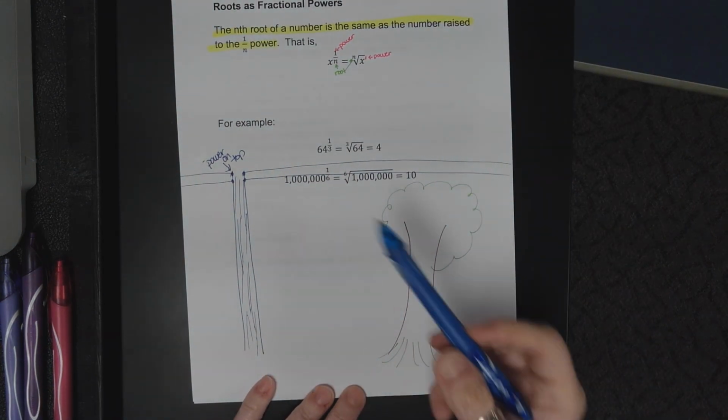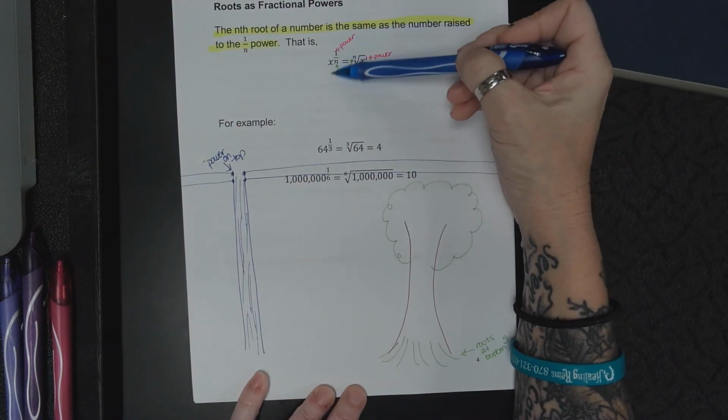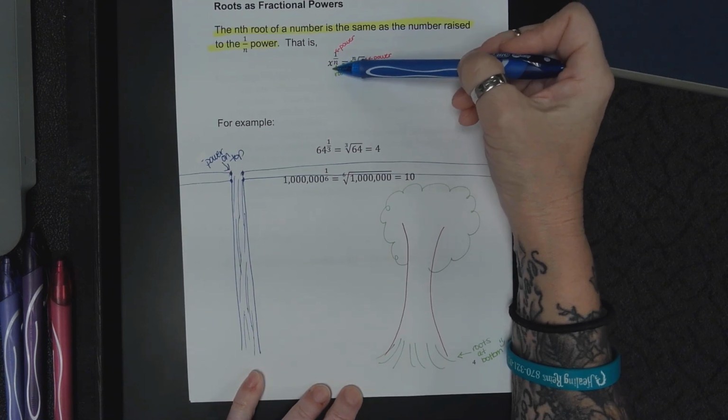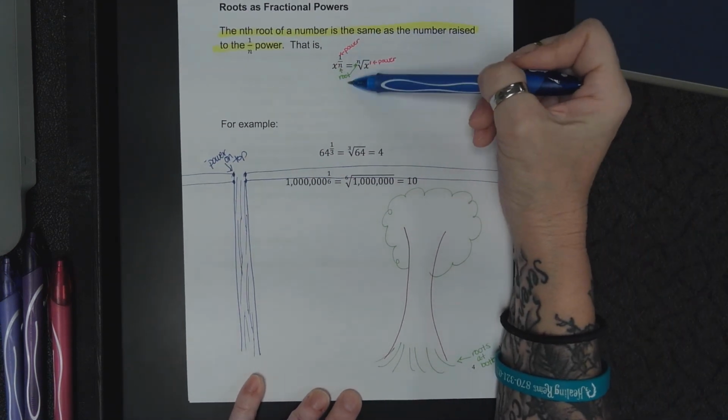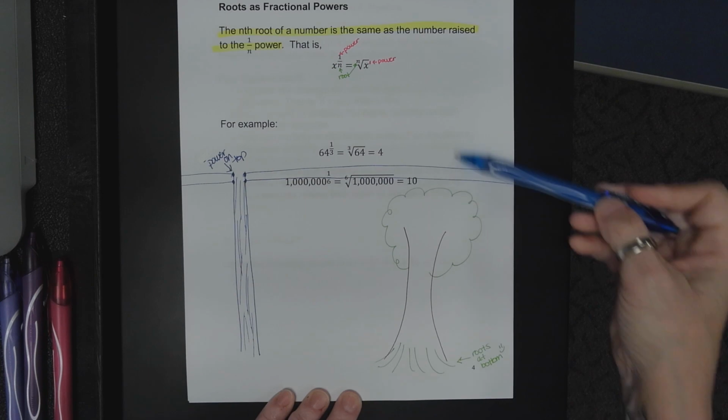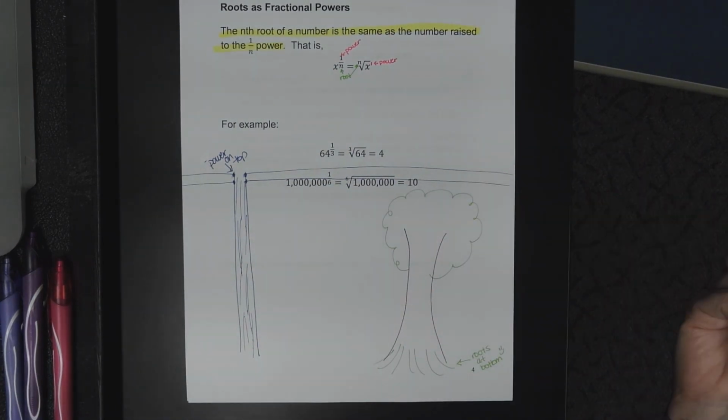So our roots are always on the bottom, our power is always on the top, and it's the same way over here with our fractional side. Our power is always going to be on top, and our root's always going to be on the bottom. So here's our picture for that. Sorry, I drew on your problem. We're going to work them anyway.